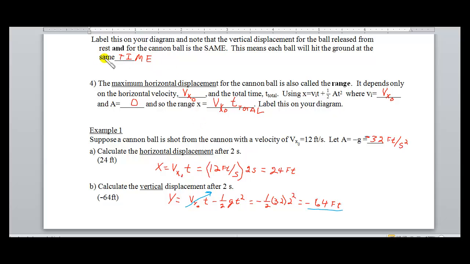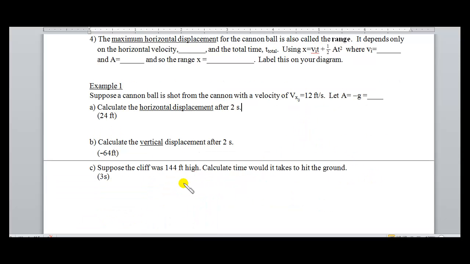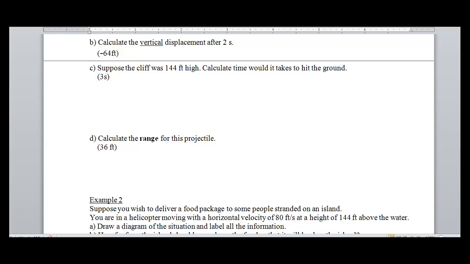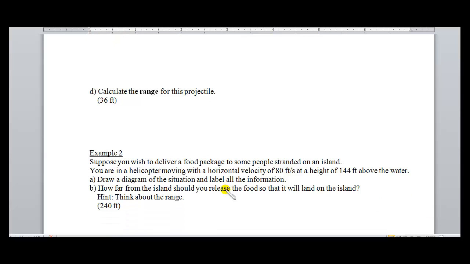And so when you take a look at your worksheet and take a look at these other problems here, let's see, here we go. We have, suppose the cliff is 144 feet high. Calculate the time it takes for this projectile to hit the ground, and I've given you the answer there. And then we have another problem where we're going to calculate the range for this projectile. And then here's an example problem that allows you to take a look at a real-life application of something like this. So push that pause button and fill in your solutions, and then we'll come back and take a look.